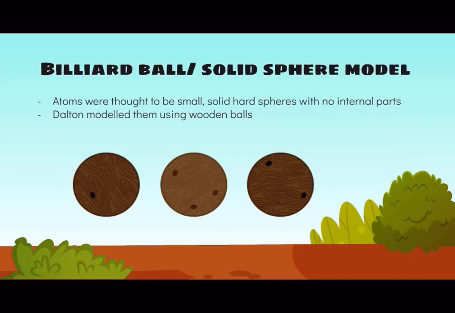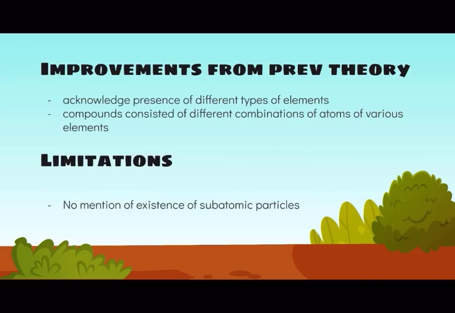Dalton thought of atoms to be small, solid hard spheres with no internal parts, and as such, he modeled them using wooden balls. The improvements that Dalton made from the previous atomic theory was that he acknowledged the presence of different types of atoms, and also acknowledged that compounds consisted of different combinations of atoms of various elements. However, the limitations are that there was still no mention of the existence of subatomic particles.